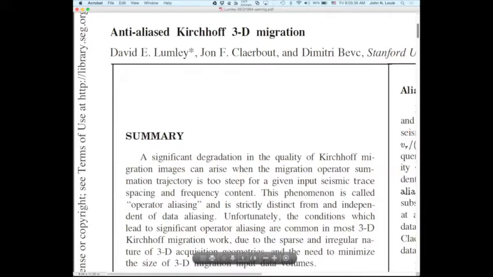Of course, I saw Clairbout's name among the list for this session, and I went, and it was a great session. And Lumley's paper was the one that I still remember. So having been inspired by it, I just opened the abstract volume, and there's all the equations. Pretty quickly after that, it took me a few years, but I was able to implement the anti-aliasing criteria within my own Kirchhoff migrations.